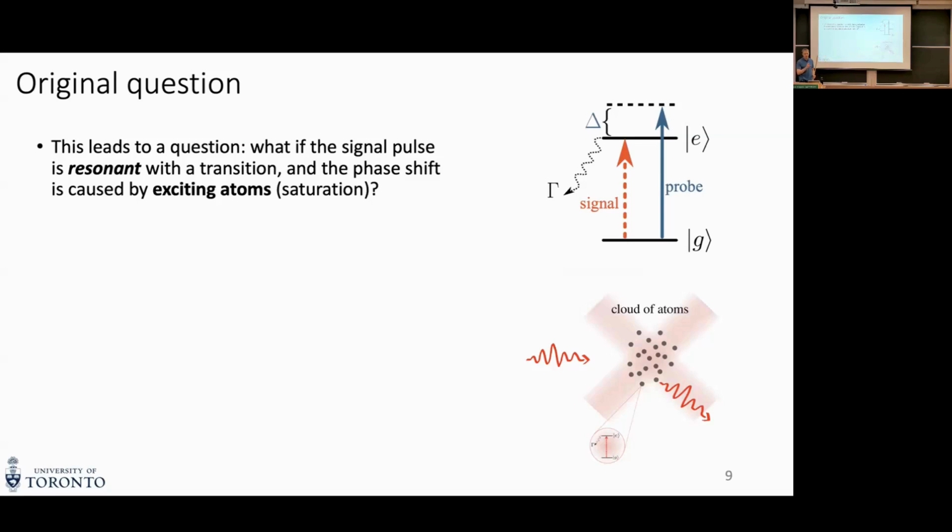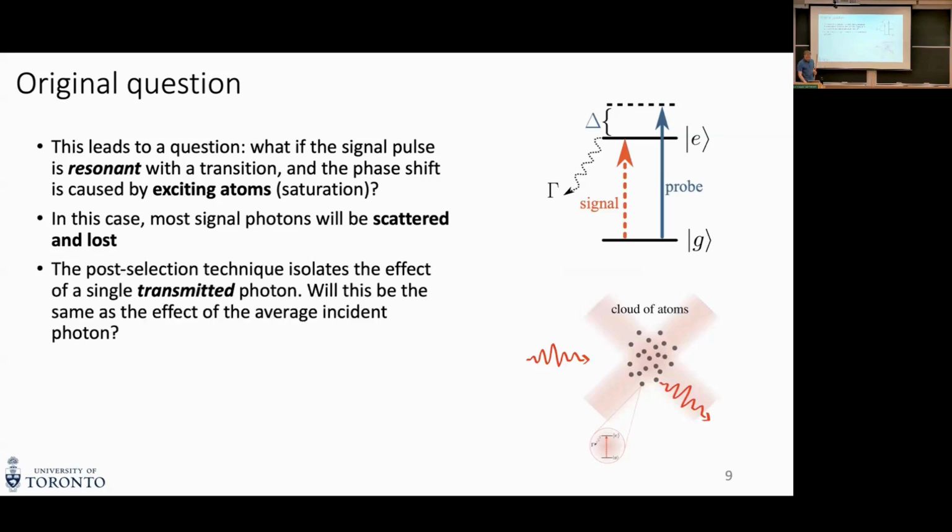Now this nonlinearity happens because the signal comes in and weakly saturates this transition, or excites some atoms. This changes the index of refraction, which is then measured as a phase shift on the probe. But since this signal is resonant, most of that light will be scattered off in other directions and will not end up transmitted through the cloud. So we started wondering, what if you tried to do the same trick of post-selecting on a photon after the cloud to isolate the effect of one photon?